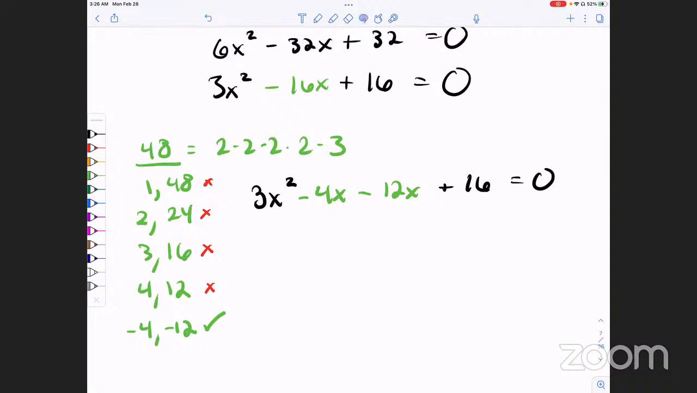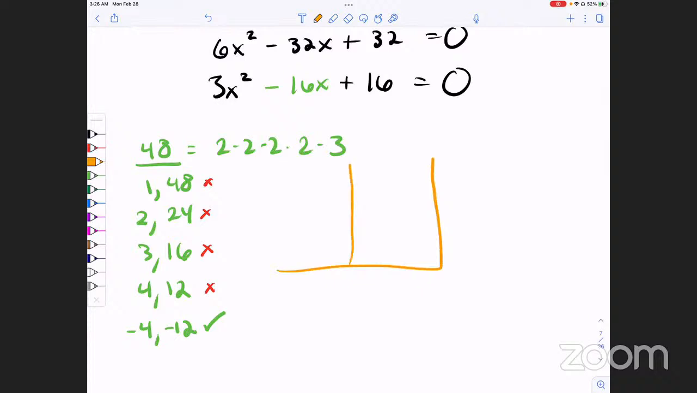Okay, so I'm going to do this box. This is fine, and we can keep going with this, but I want to go back to the box technique. Now that we found the two numbers, in the upper left-hand corner goes the leading term, which is this 3x squared. The bottom right is the constant, which is 16. And on the diagonal, we rewrite that negative 16x using the two numbers that we just found, so we put negative 4x and negative 12x, right?